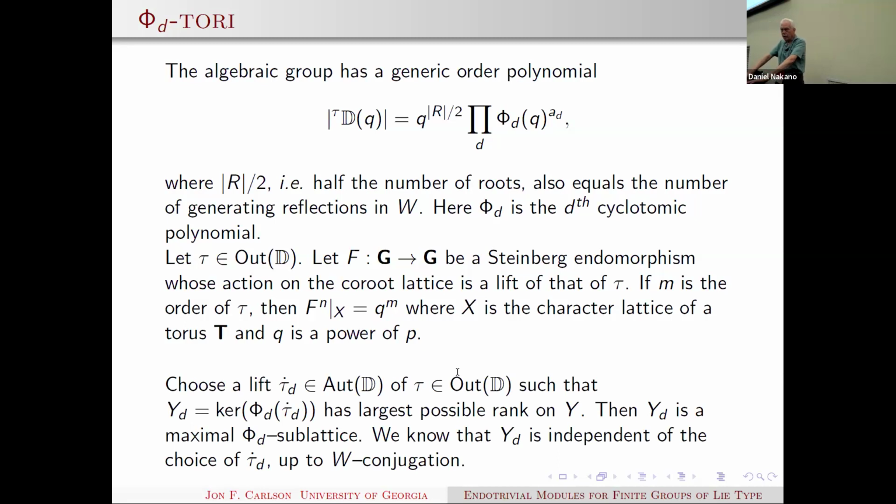We're going to look at the order of Q mod L, basically, and this is going to give us a D, and D is going to divide one of these cyclotomic polynomials. These are cyclotomic polynomials, and so what we do is we define Y sub D to be the kernel of this, where you go through the Weil group and you take the largest possible rank. Okay, and this is what we call a maximal phi D sublattice, and we know that Y sub D is independent of the choice of tau sub D up to W conjugation.